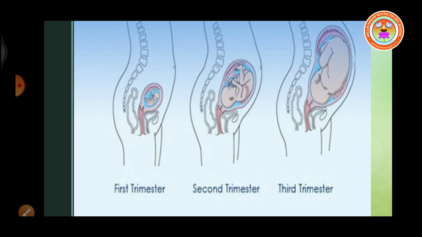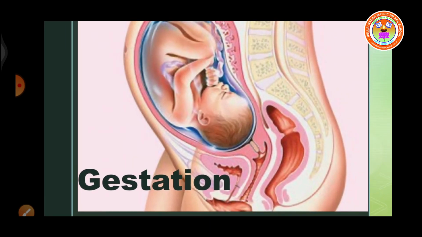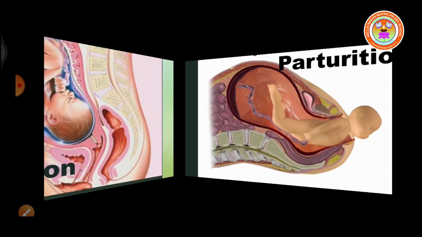The progesterone maintains the pregnancy period. It is about 280 days. This period is called gestation. At the end of the gestation, parturition occurs.